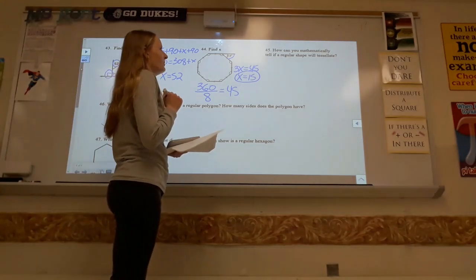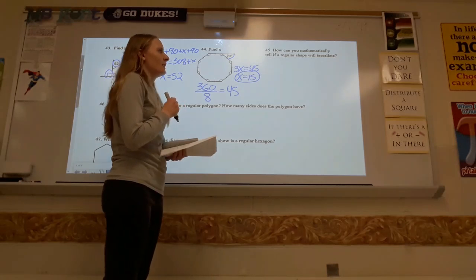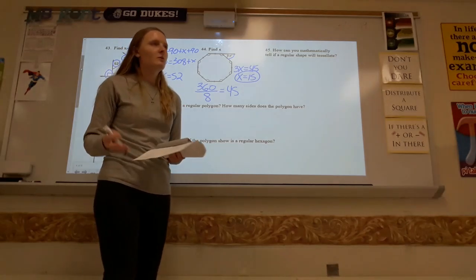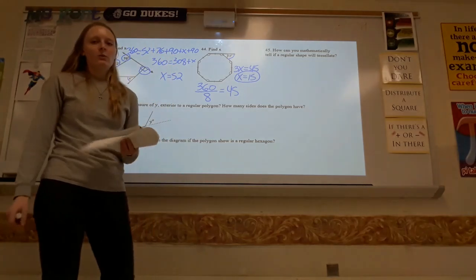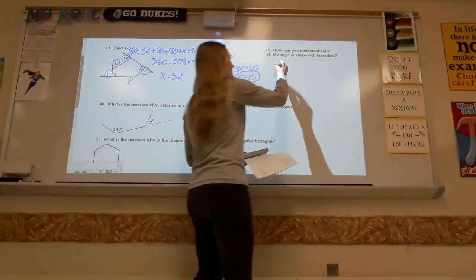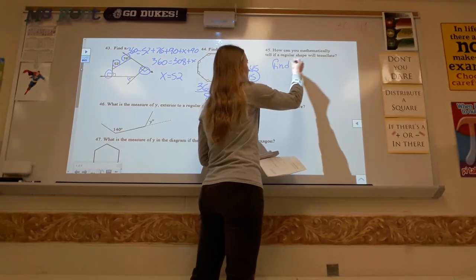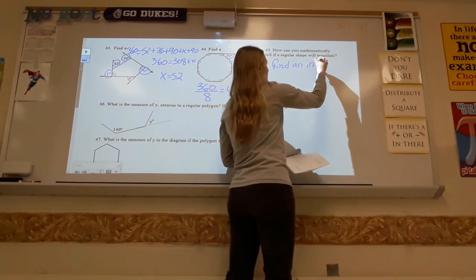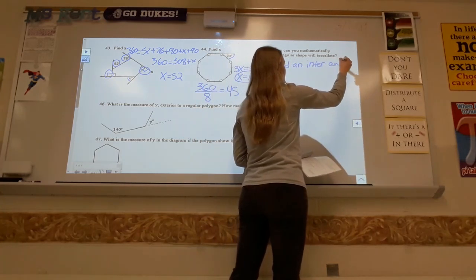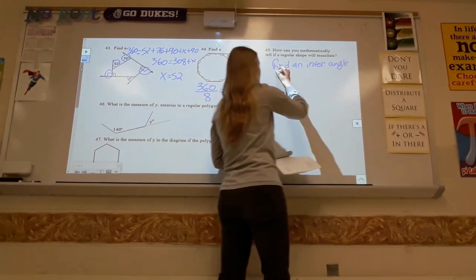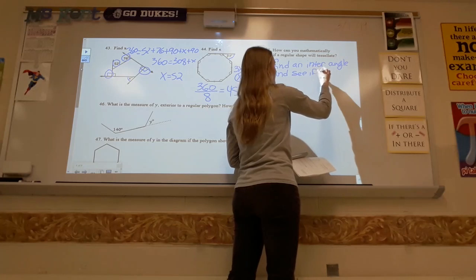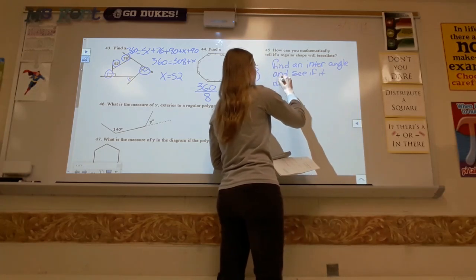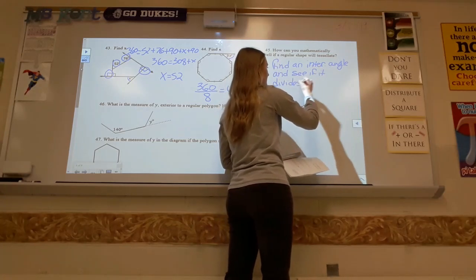Okay, and then 45, it says, how can you mathematically tell if a regular shape will tessellate? That's in your notes. Something I asked you guys to put a star next to or highlight. The way that you tell if something will tessellate is by finding one interior angle and seeing if it divides evenly into 360.